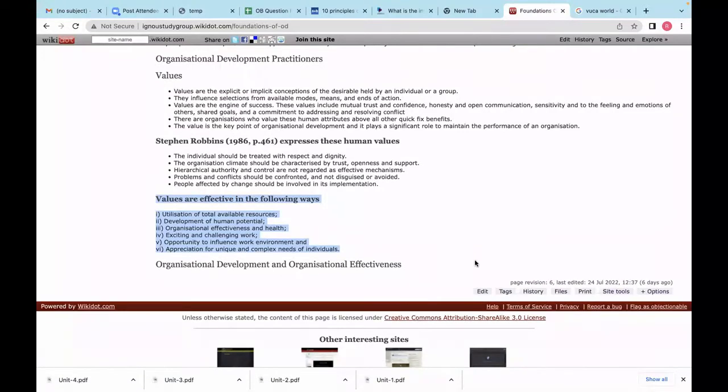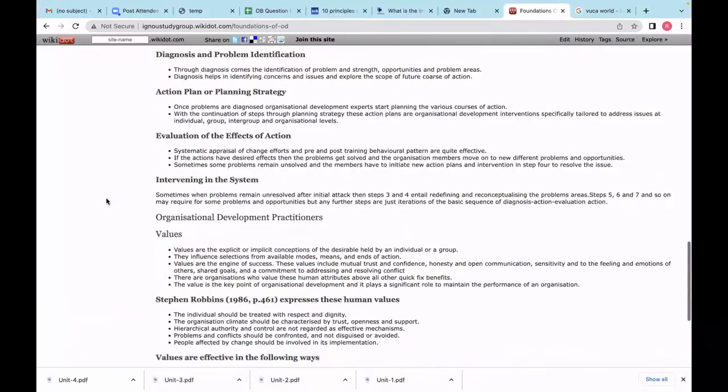Okay, so if the question comes on values, you are going to talk about all the gyan, how values really matter. This is all pure gyan. I think Stephen Robbins is the one who emphasized again how important values are from the OD point of view. Okay, so this is unit 2 done.